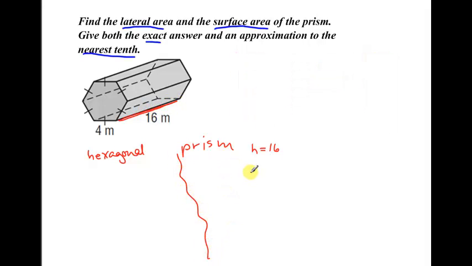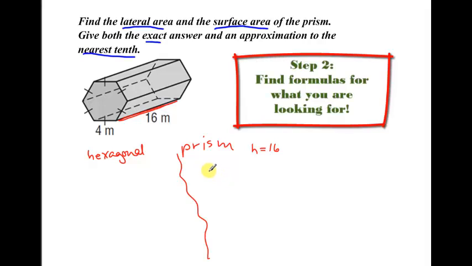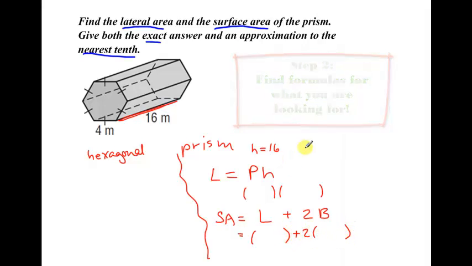Okay, so all the work I'm going to do here, now I'm on step 2. What formulas do I need? Well, the question wants lateral area, so I'm going to write that one down. Lateral area is perimeter times height, and we can plug in some numbers in just a second. It also wants surface area, so that's going to be lateral area plus the 2 base areas that I get. All right, so we'll have places to plug those in. Let me just get ready for them.